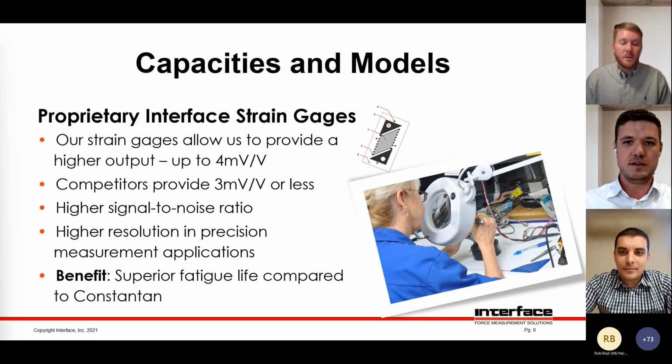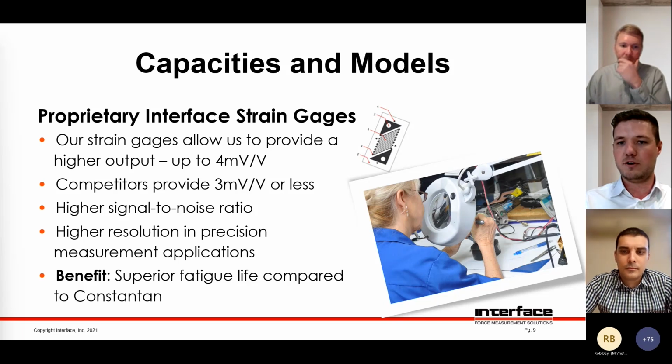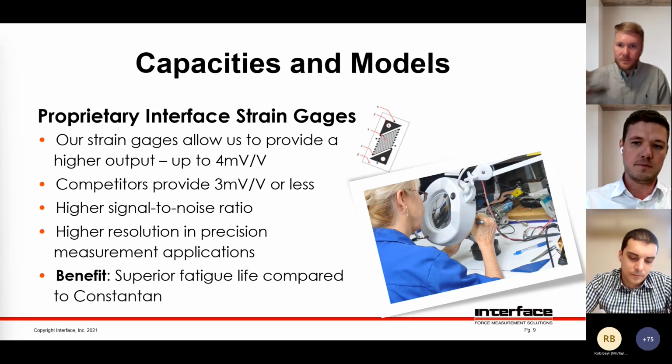Interface manufacture their own strain gauges. It's one of the things that's unique about Interface. That allows us to have greater consistency across various batches rather than if we bought them in, and also a higher output, higher signal to noise ratio. And this is from a historical standpoint as well. Interface strain gauges were far ahead of the competition, and we still find a lot of benefits to manufacturing our own gauges in-house.